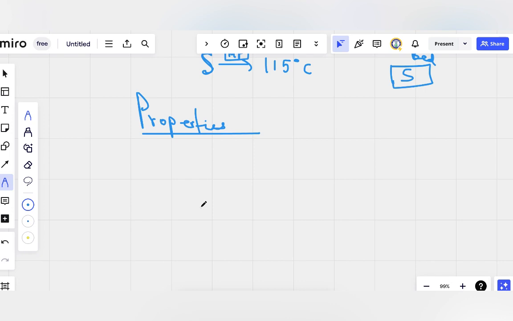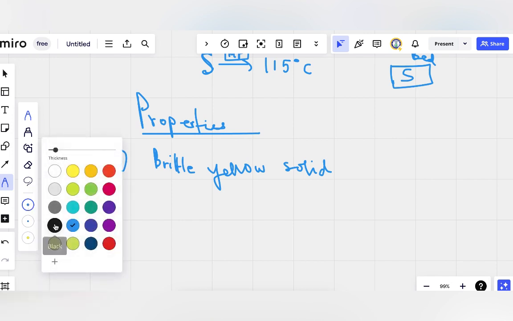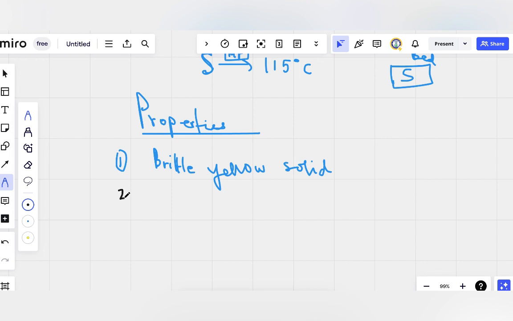One is that it's a brittle yellow solid. Brittle, meaning not so hard, even though it's a solid. The color is yellow. So we need to take note of the color of sulfur and the hardness of sulfur. That's the first property: sulfur is a brittle yellow solid.